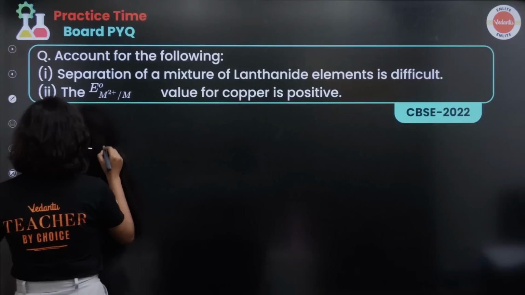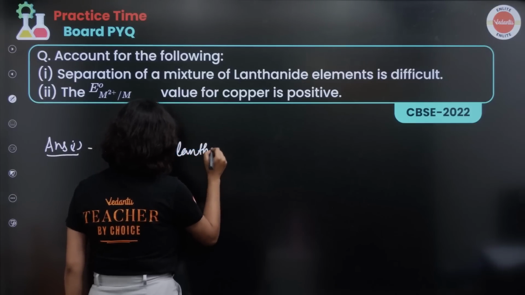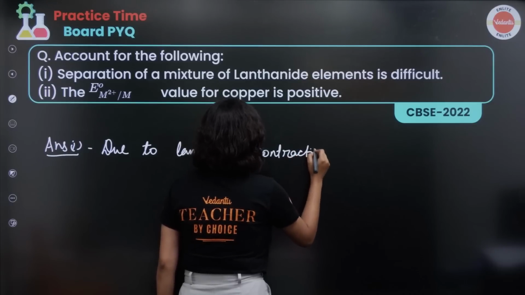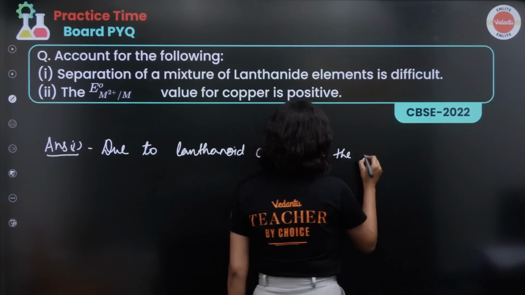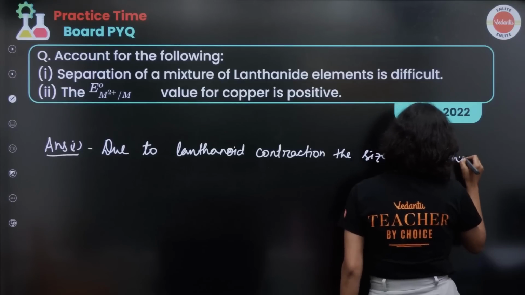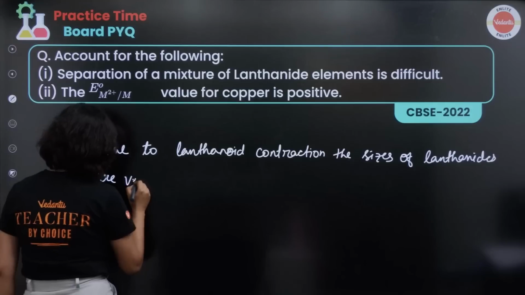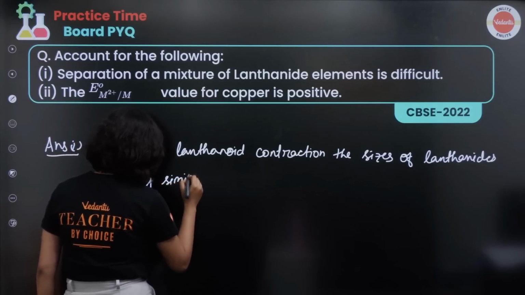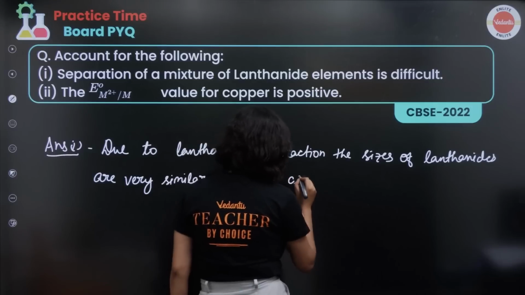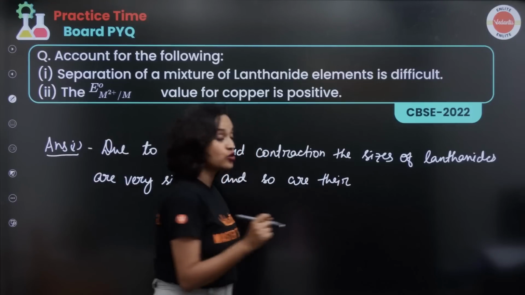So the first answer will be: due to lanthanoid contraction, the sizes of lanthanides are very similar and so are their chemical properties.